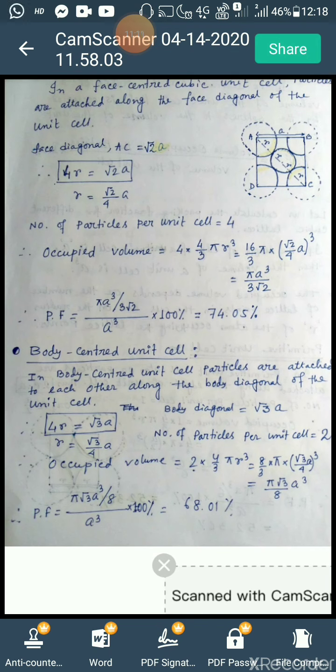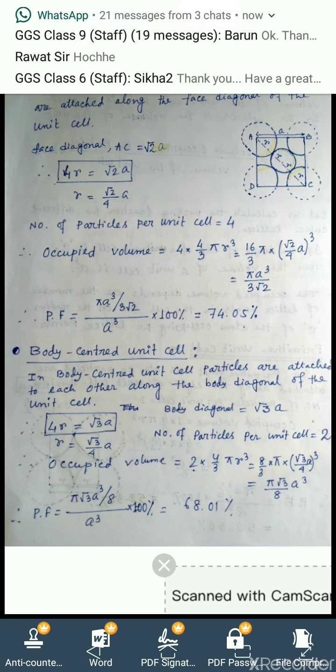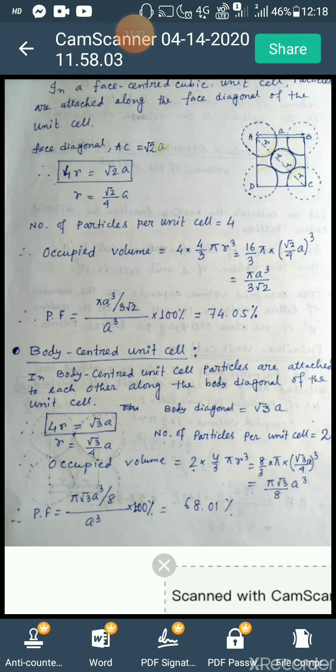In a similar way, in case of face centered unit cell, r plus r plus r plus r, that is 4r, is equal to root 2 a. Here, 4r is also a body diagonal and root 3 a is the body diagonal. So 4r is equal to root 3 a. Then r is equal to root 3 by 4 a.